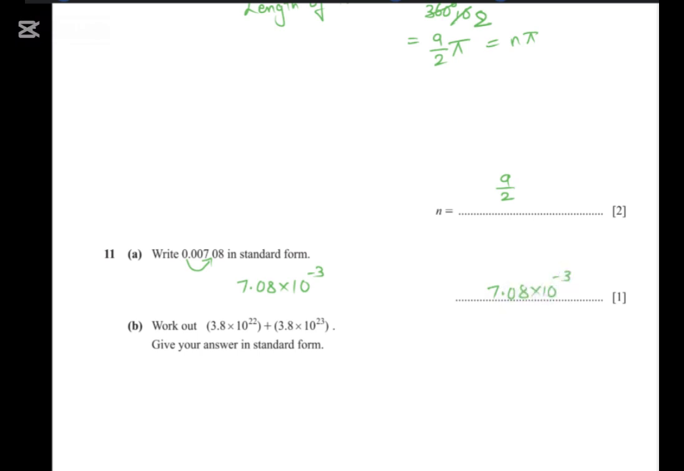Then question B, work out 3.8 into 10 raised to 22 plus 3.8 into 10 raised to 23. And again we need the standard form here. So first the 3.8 into 10 raised to 22, and the same thing can be written for the next bracket, that is 3.8 into 10 raised to 22, and keep 10 aside separately, because there are 23 tens, so I wrote 10 raised to 22 and one more 10.